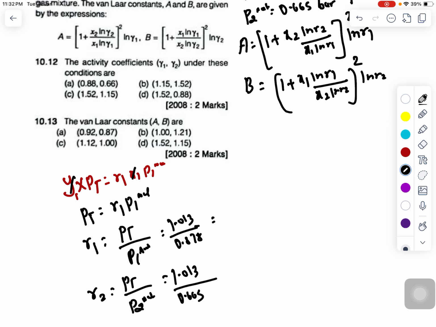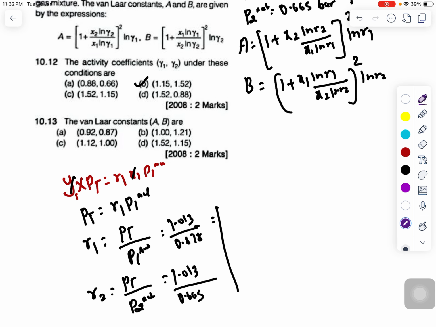Which of the following options is correct? Only one option is incorrect, that is B. So directly, without calculating these things, you can get to know from the options first. This is the trick. The second thing is you are supposed to calculate the Van Laar coefficients.